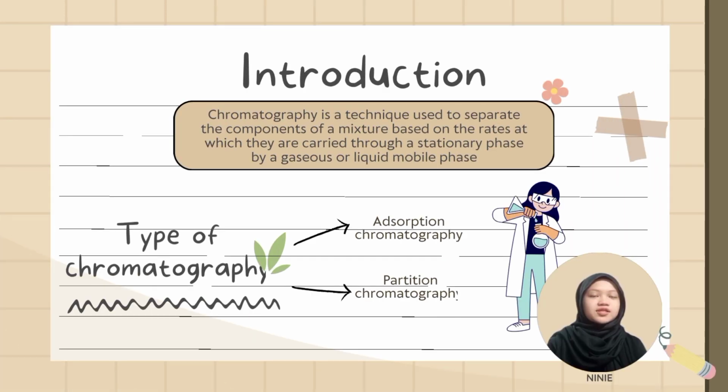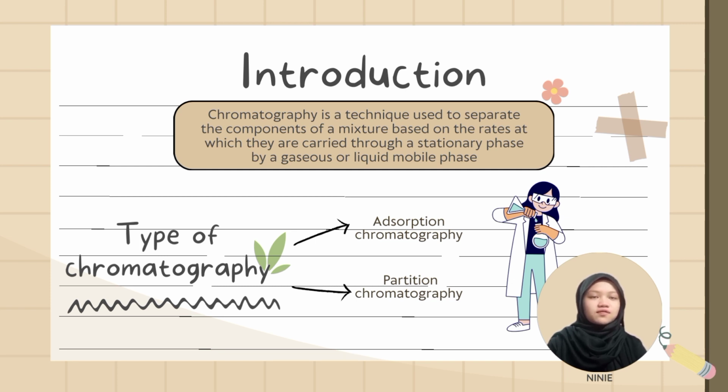First of all, let's start with the definition of chromatography. Chromatography is a technique used to separate the components of a mixture based on the rate at which they are carried through a stationary phase by a gaseous or liquid mobile phase. It is divided into two types of chromatography, which are absorption and partition chromatography.